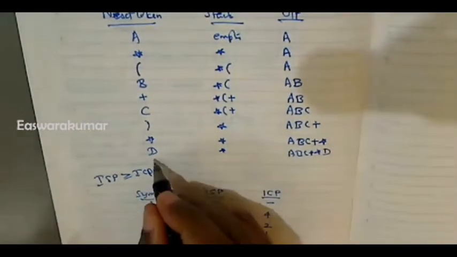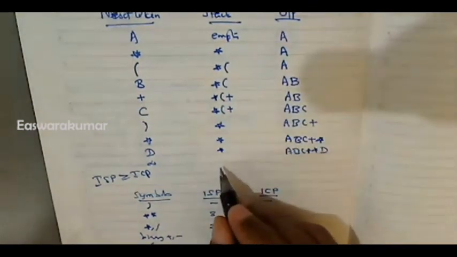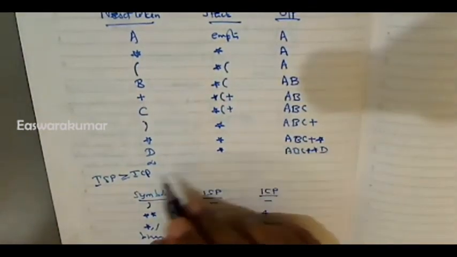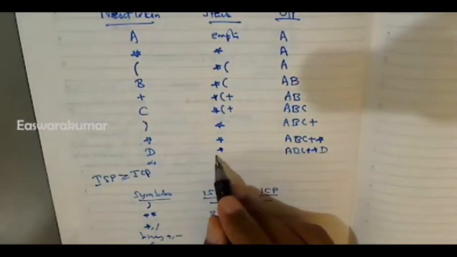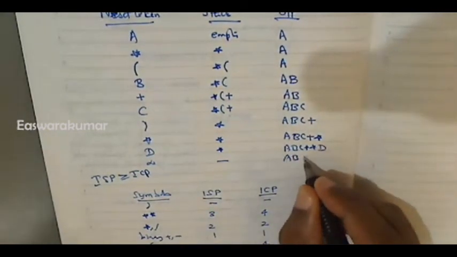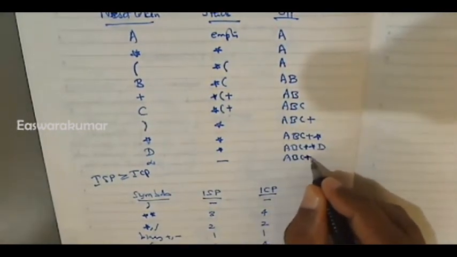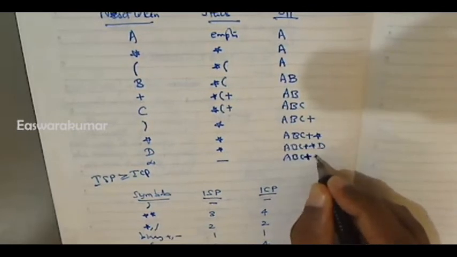Now the infinity symbol comes. We assume that there is an infinity symbol at the end. The stack already has a star, so once this symbol comes, whatever is there in the stack should be removed. Now the stack is empty, and here it is ABC star, sorry, plus, right, plus star D star.